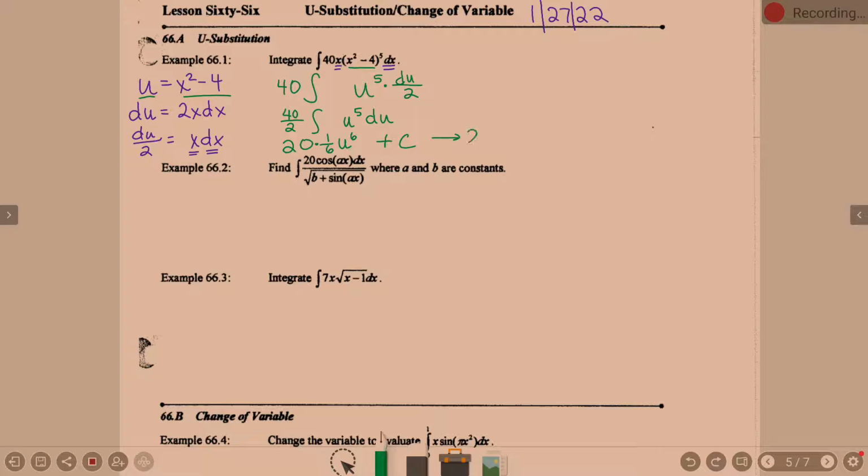We're going to have, there's still 20 out front, there's still 1/6. Maybe you've cleaned that up. I'll get it here in a moment. Instead of u to the 6th, I'm going to say x squared minus 4 to the 6th and plus c. I would definitely clean that up for the final answer. Again, you may have already. 20 times 1/6 is 20 over 6, which reduces to 10/3 times x squared minus 4 raised to the 6th plus c.